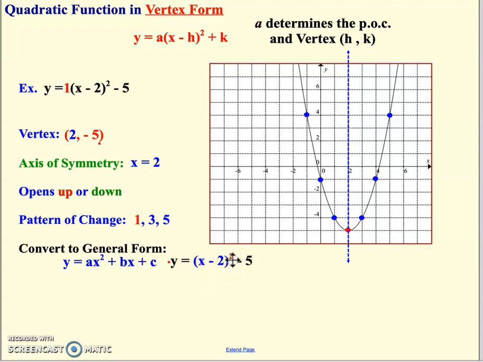Remember, squaring means to multiply something by itself. So that means we're going to take x minus 2 times x minus 2. So multiply it by itself. The negative 5 we're just going to bring with for a little bit. This now becomes a FOIL problem.